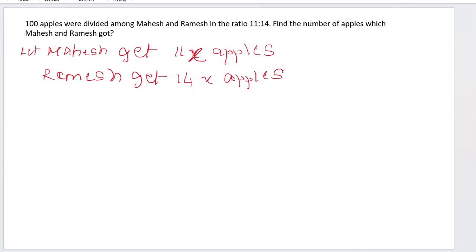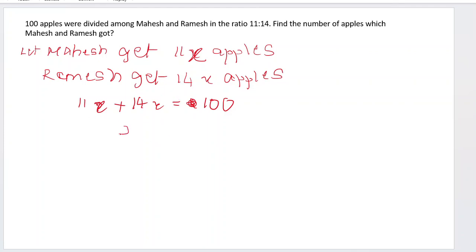That means there were 100 apples and they were divided among Mahesh and Ramesh. Now, if I add the number of apples which Mahesh got and the number of apples which Ramesh got, it should be equal to 100. So since Mahesh got 11x, I say 11x plus 14x. This answer should be 100. So if I add Mahesh's share along with Ramesh's share, I should get 100.